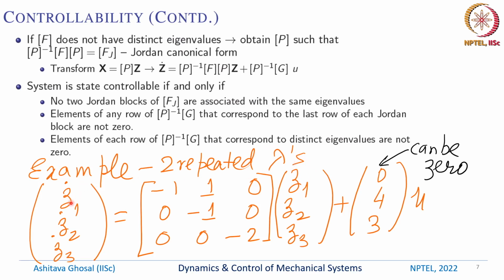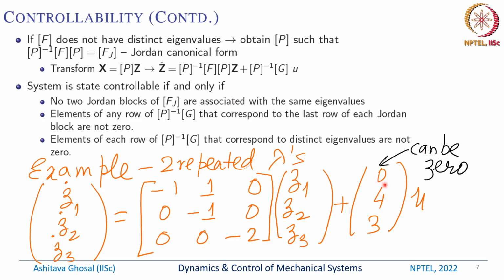So this is a 3 by 3 system, so the matrix F is 3 by 3. We have Z1 dot, Z2 dot, and Z3 dot. Z1 dot is given by minus 1 Z1 plus 1 Z2 and 0 times Z3. Z2 dot is 0 into Z1 minus 1 into Z2 plus 0 into Z3, and Z3 dot is minus 2 into Z3. And what you can see here in the GU is 0, 4, 3.